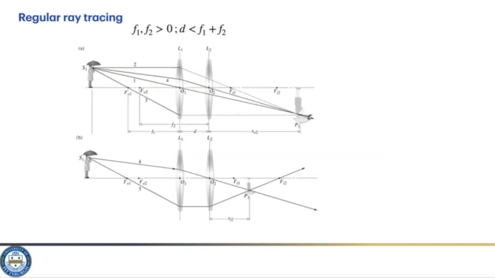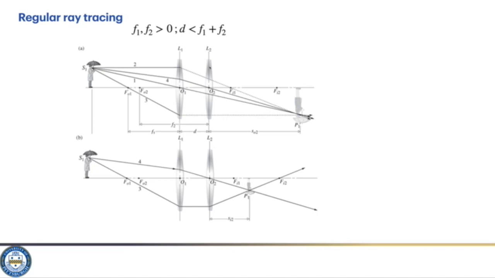So now I want to do the regular ray tracing, but for a slightly different situation. In this situation, we look at a case where D is now less than F1 plus F2. F1 and F2 again are the focal lengths of the two lenses, but now D is smaller than the sum of the two focal lengths.